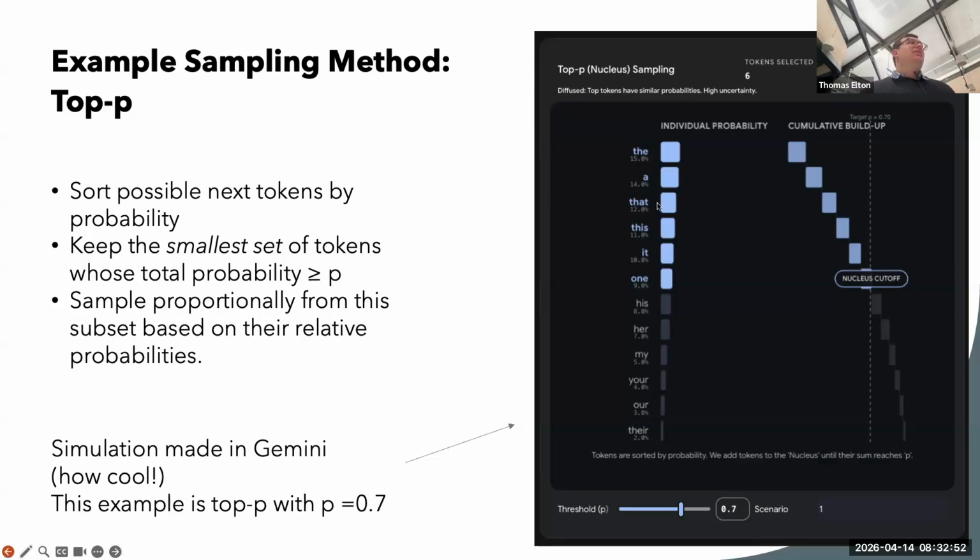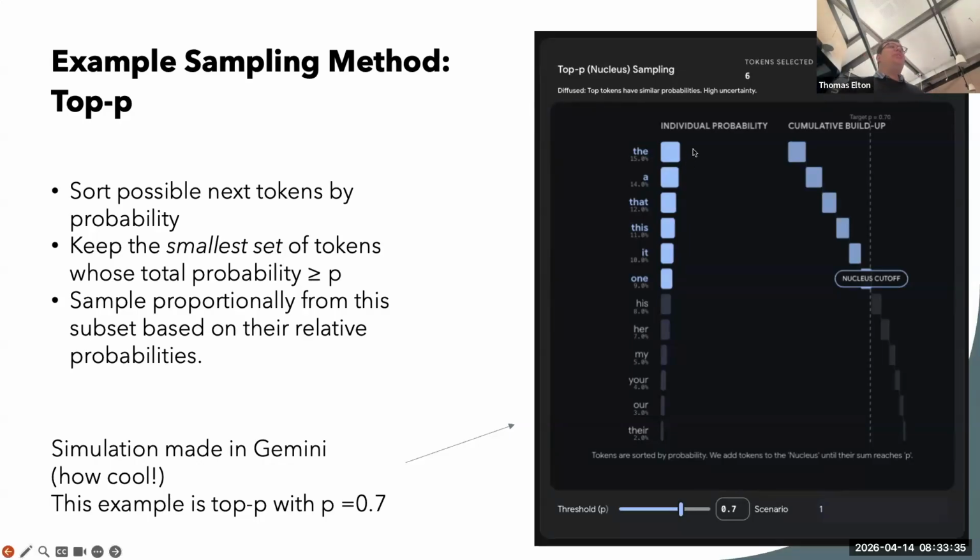Once we have sorted these by probability, we want to keep the smallest set of tokens whose total probability is greater than or equal to the threshold. So for example, here we set our threshold P equal to 0.7. And so we select these first 6 tokens, because if we were to add these 6 tokens up, that would equal 70%. So it keeps this equality. So essentially what we've done is we've reduced all of the potential next tokens to this small list of just 6.